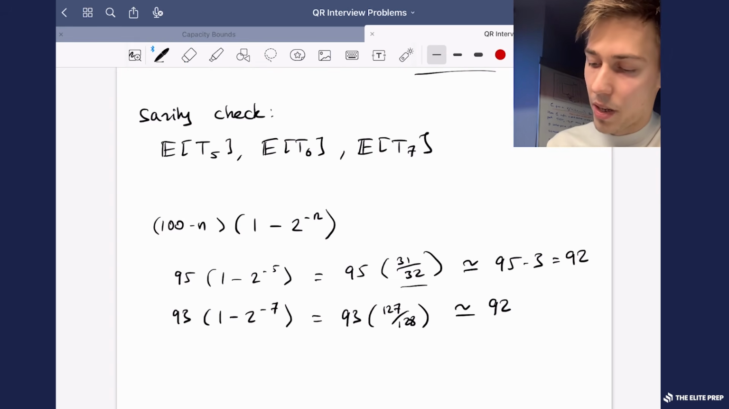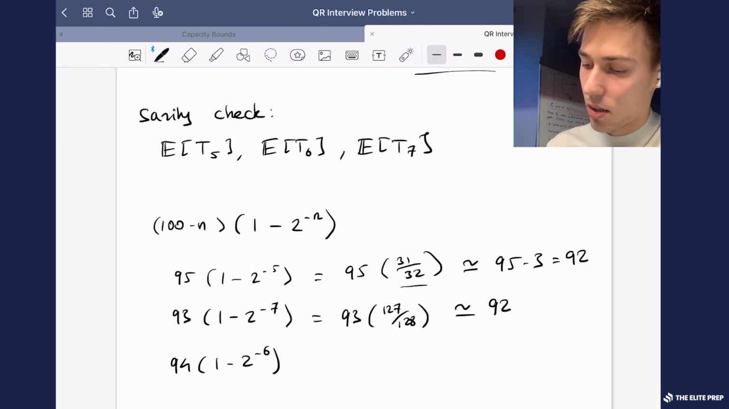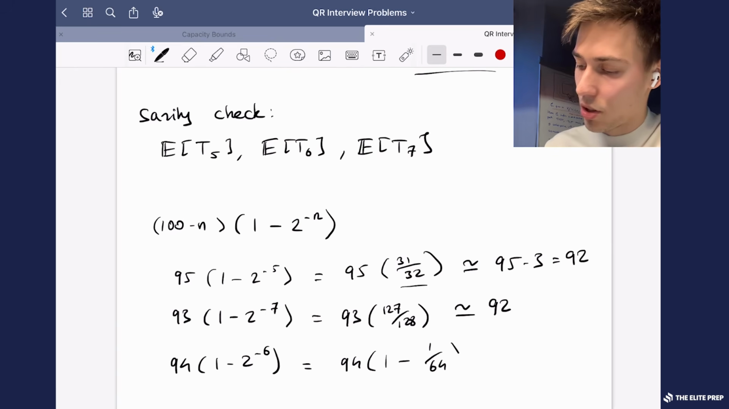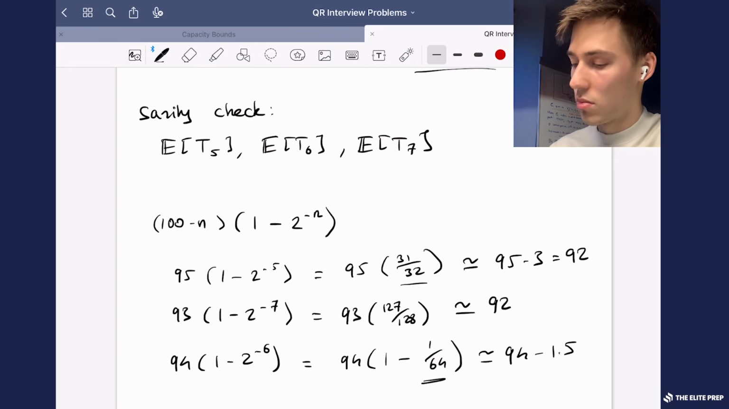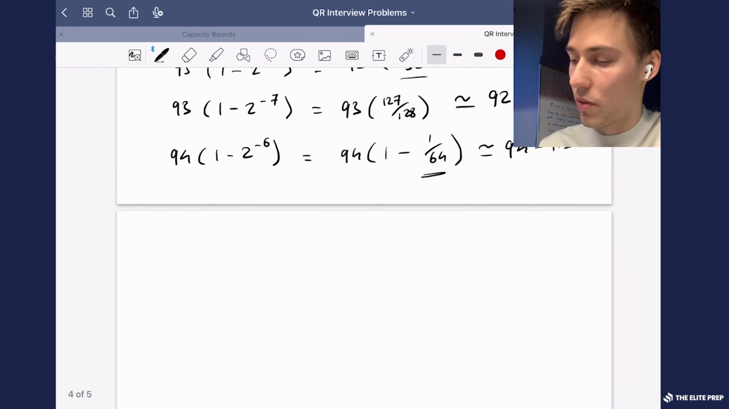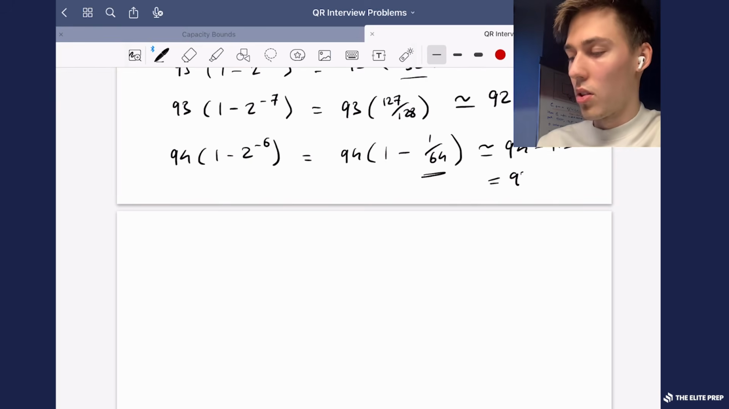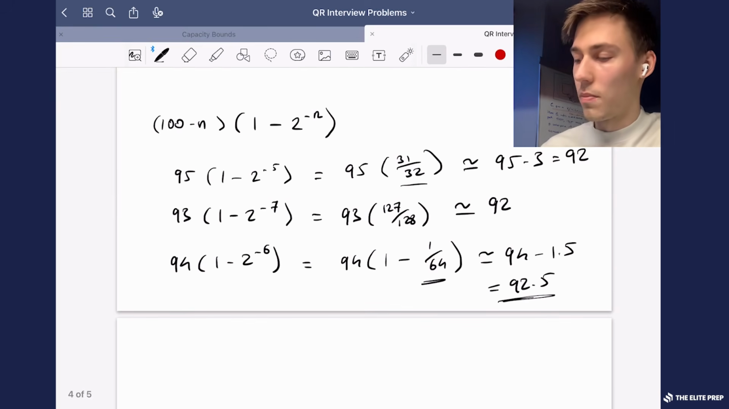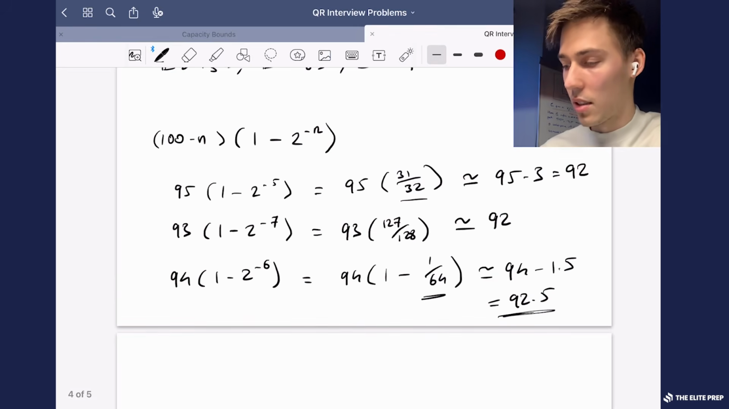And finally, we have 94 times 1 minus 2 to the minus 6, which is 94 times 1 minus 1 over 64, which is approximately 94 minus 1.5, because 1 over 64 of 94 is about 1.5. So this is about 92.5. You can do these more precisely, this is just a quick way of estimating these.